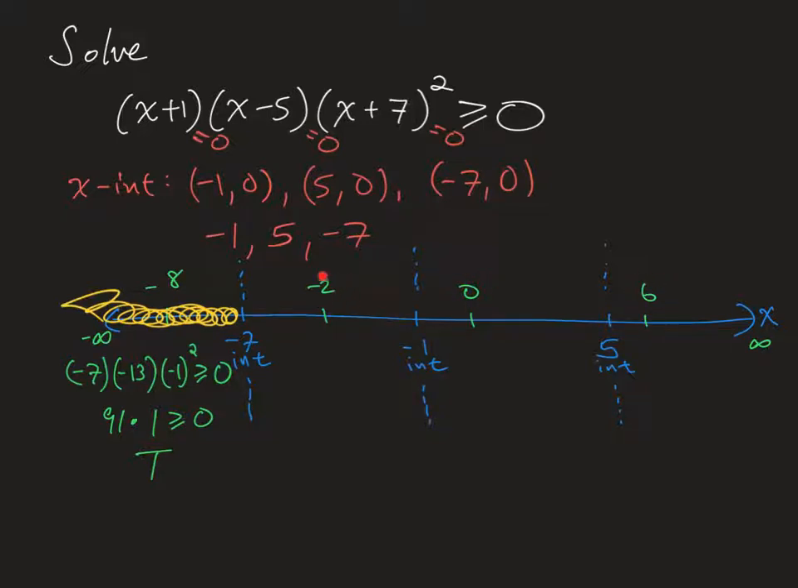So let's take a look here, -2. -2 in here for x plus 1 is -1. If you substitute -2 in for this x, -2 minus 5 is -7. If you substitute -2 in for this x, -2 plus 7 is 5, squared, greater than or equal to 0. So let's see, -1 times -7 is 7 times 5 squared. Oh, 5 squared is 25. Let's just write that down.